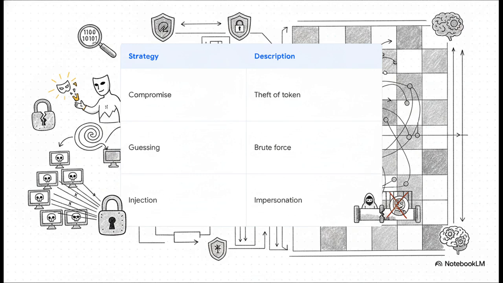Then there's user credential guessing, where hackers use massive networks of zombie PCs to launch brute force attacks, just rapidly guessing usernames and passwords until they get in. Or they might use the injection of commands strategy, where they intercept that communication channel to impersonate a valid user and completely bypass the normal security checks. It's this constant, ever-evolving chess match.